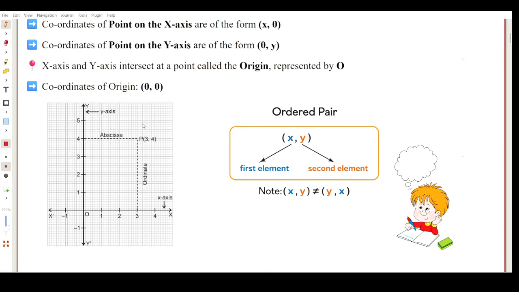Now, the coordinates of a point on the x-axis are in the form x comma 0. A point on the y-axis is in the form 0 comma y. The point where the x-axis and y-axis intersect is called the origin. It is represented by O, so the coordinates of the origin are 0 comma 0. Next, the ordered pair. While writing an ordered pair, the first element is the x-coordinate and the second element is the y-coordinate. (x, y) is not equal to (y, x). So these are the detailed things we learned in the previous class.